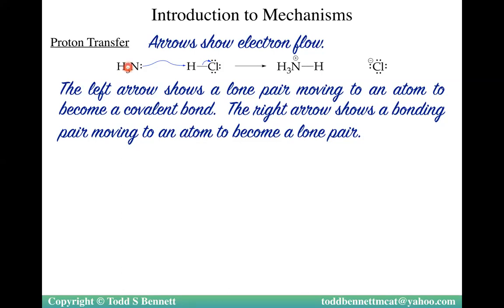So NH3, check. Lone pair is now a bond, check. H is there, check. This bond is now a lone pair. I have my original 1, 2, 3. I now have the new one from that bond breaking, and I now have the minus and the plus. Okay, that's called a proton transfer reaction. I'm going to look at the more complicated one now.